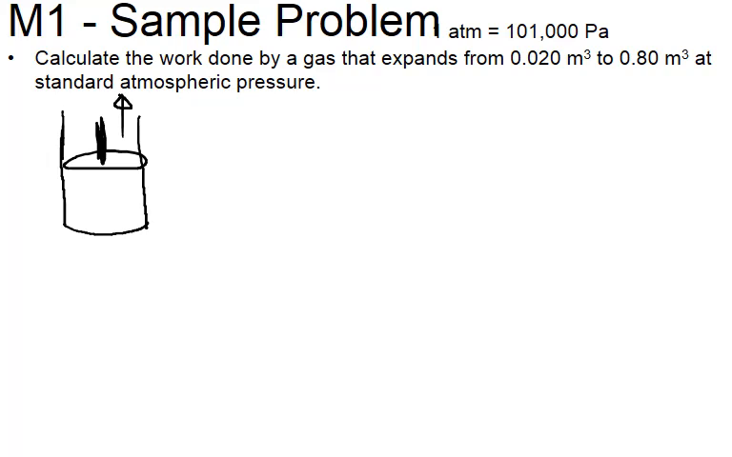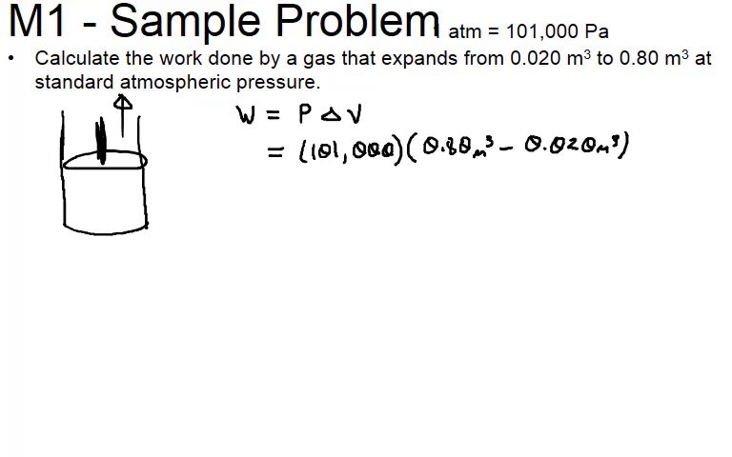All right, so the volume is expanding here. We have the constant pressure, 101,000 pascals times the change in volume. So it's going to be positive work. The gas itself is doing work, since the volume is increasing. So this would be 78,780 joules.